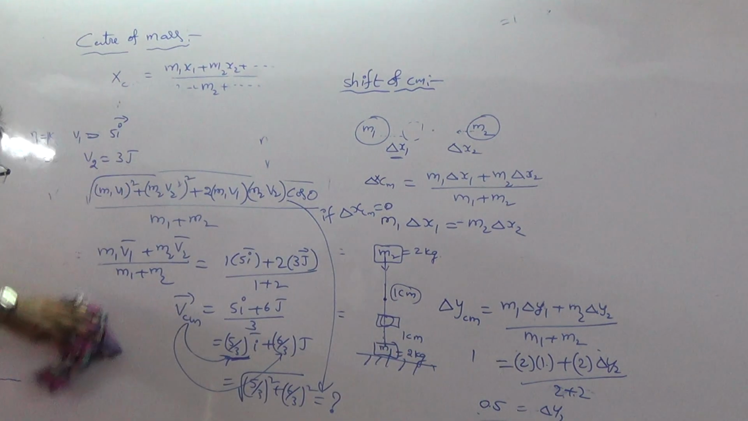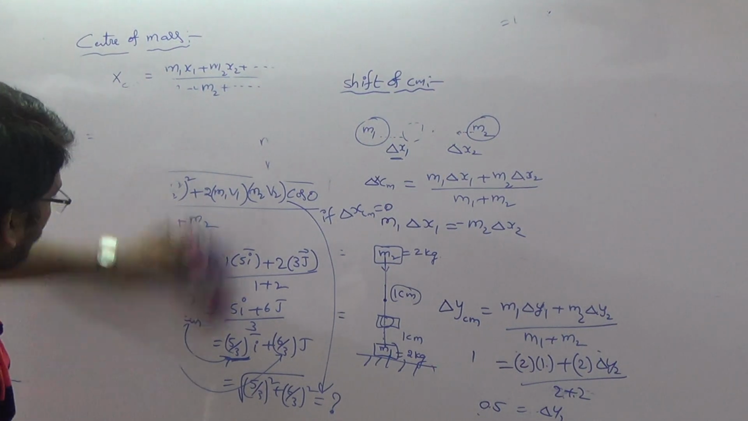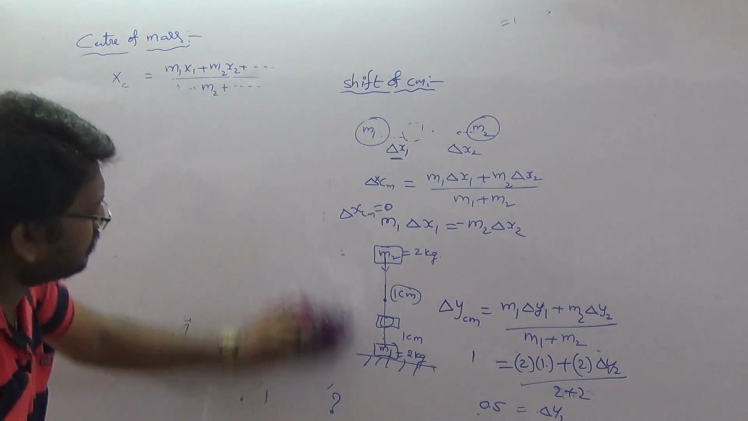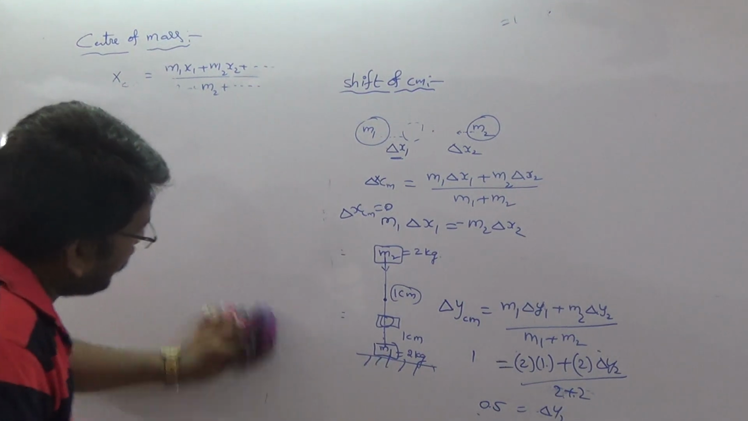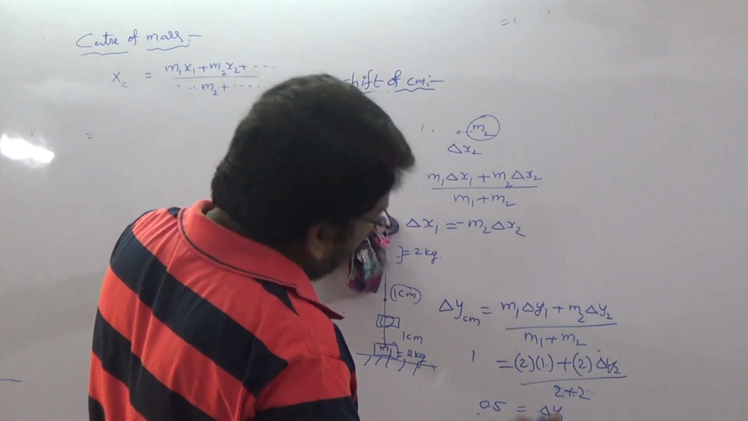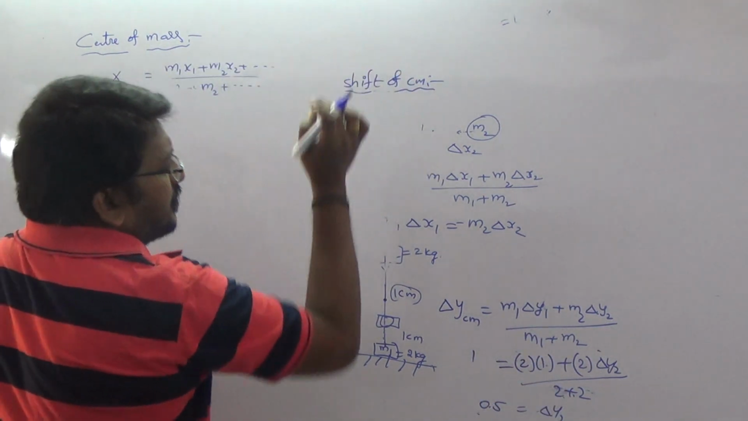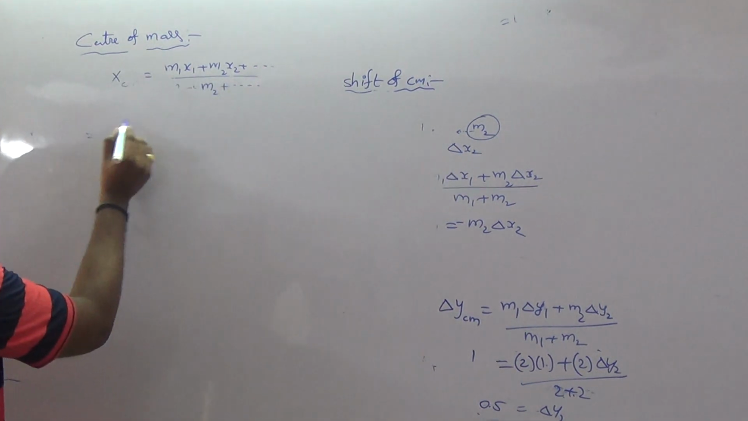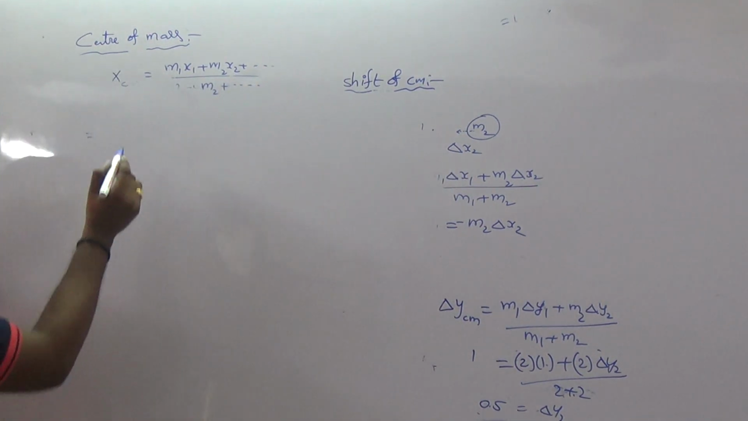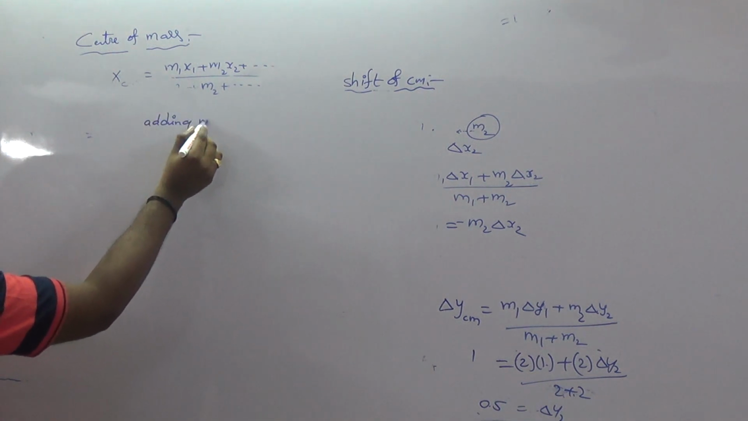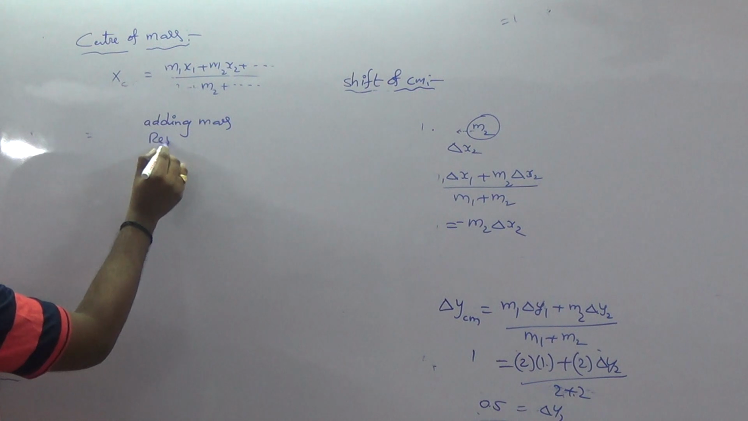And one more problem is there. A bomb initially at rest. I am going to the concept of internal forces. So after we discuss that, we are going to the shift of center of mass. For example, that is nothing but the center of mass shifted due to adding mass or removing mass.